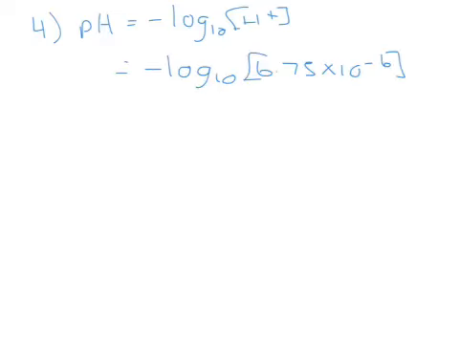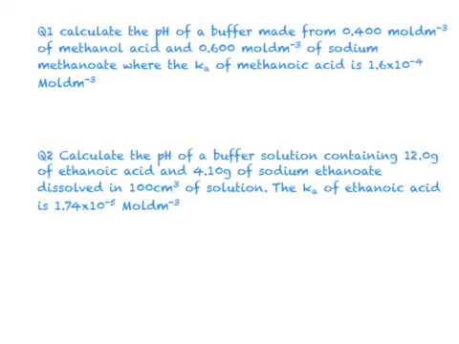Now we know the concentration of the hydrogen ion, for step 4 we can calculate pH. And let's not forget that calculation that we've learnt. And when we put those numbers into our calculator, we come out with pH 5.17. Now have a go at these next two calculations. Question 2 gives the masses of the acid and salt in grams, so you'll have to work out their concentrations.